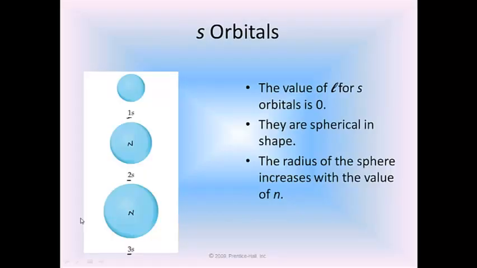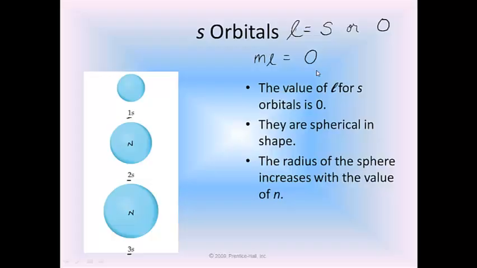All right, S orbitals. L is equal to S. Also stands for L being equal to 0. That means M sub L is 0, 1 orbital. The value of L for S orbitals is 0.